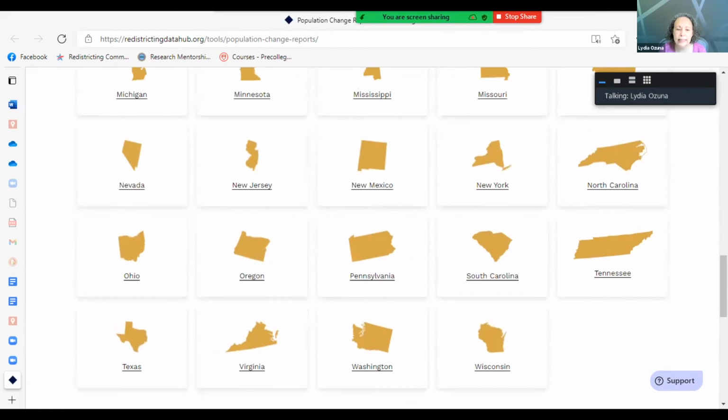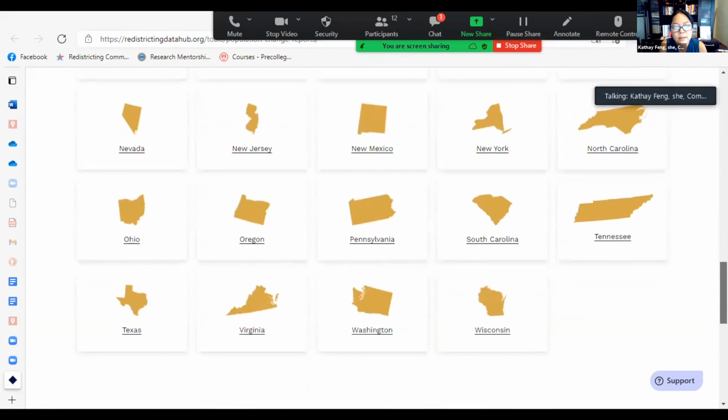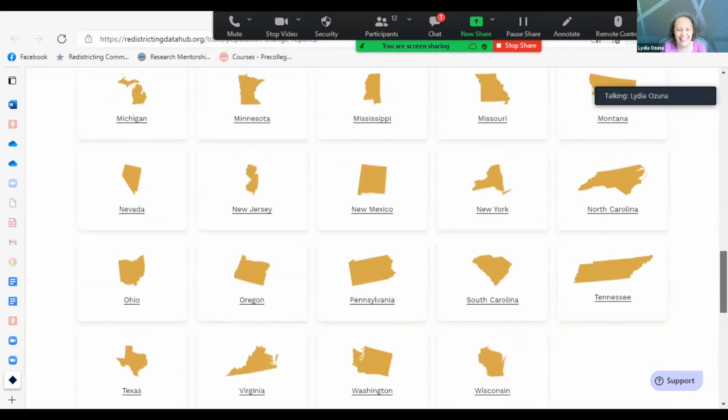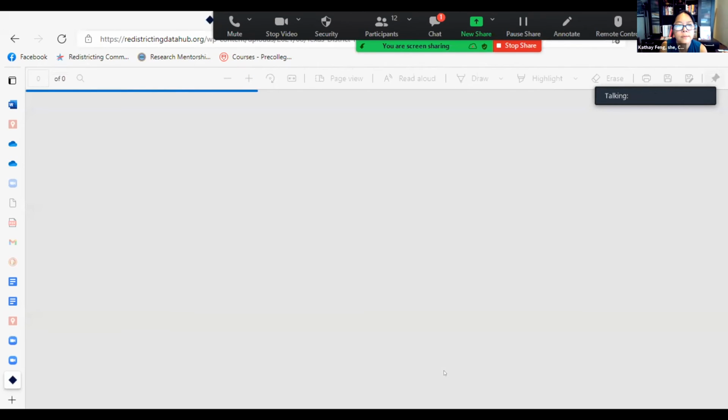How about Texas? How about Texas? Yes. Texas never has any problems. Why are you interested in Texas? They're never a problem state. Okay, here we go. Check this out.